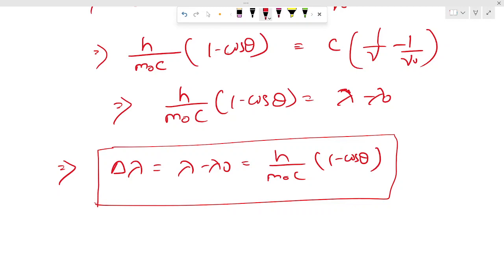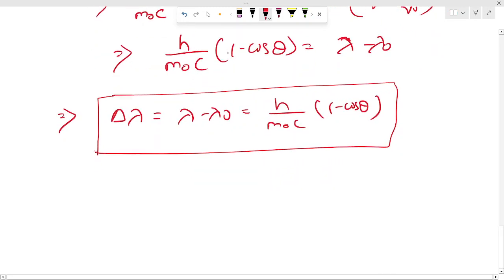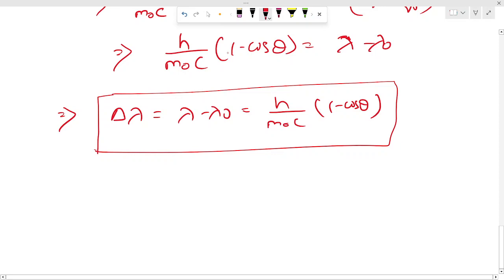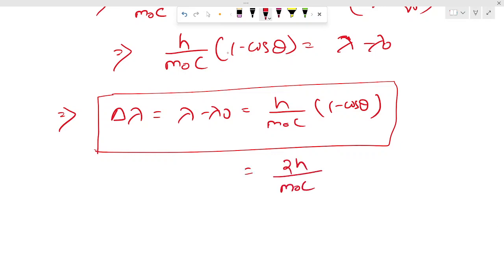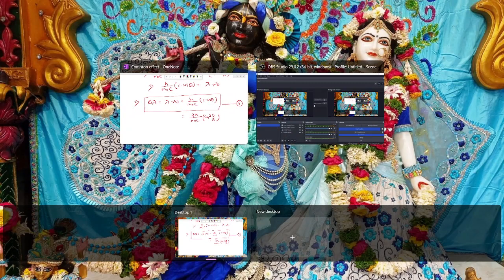Okay. So let me write some of the important points about your Compton effect. I can also write this equation as 2h upon m naught c, by substituting 1 minus cos theta as 2 sine square theta by 2. I can write it in this way also. Let me take equation number 6 and further proceed.